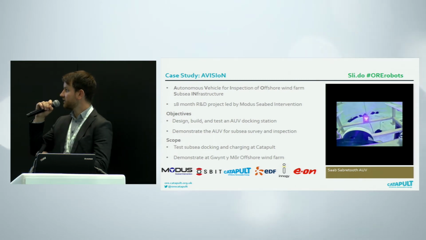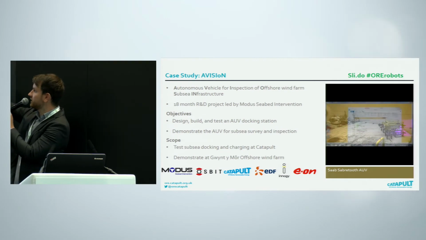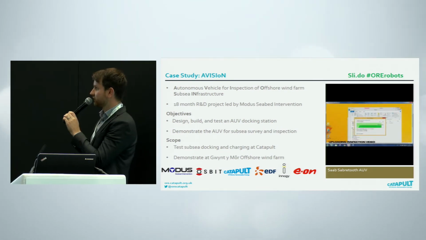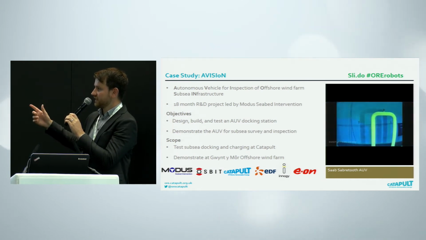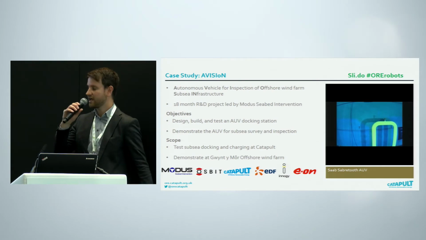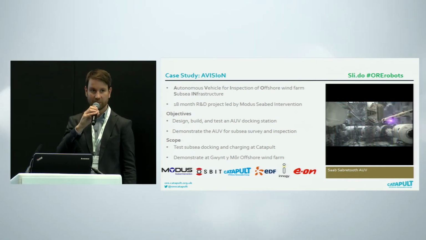So the objectives are to design and build and test that docking station. This is an example of one of the stations, but that doesn't allow for the subsea charging, which is the big challenge. Design, build, and test that at Catapult. So we are a partner in this project. And then we want to demonstrate that AUV for doing a subsea survey and inspection of an operational asset.